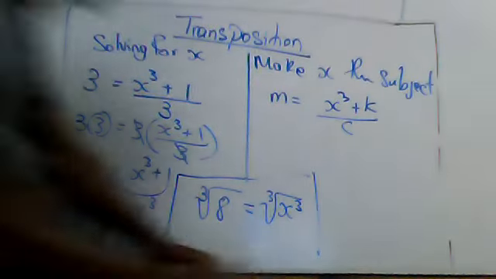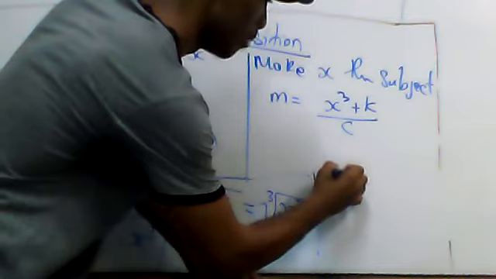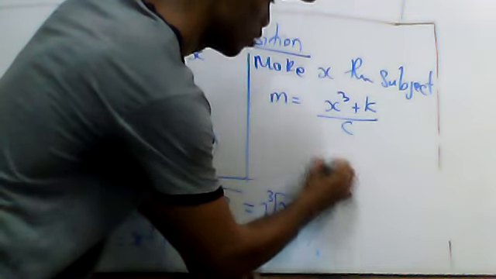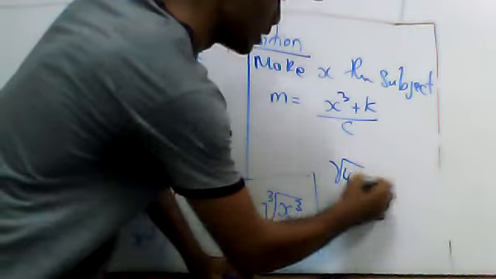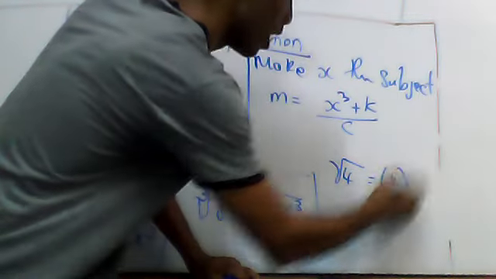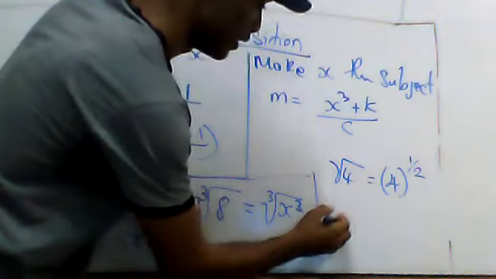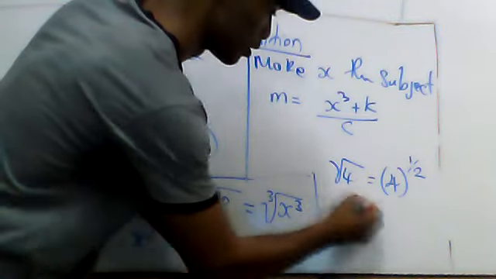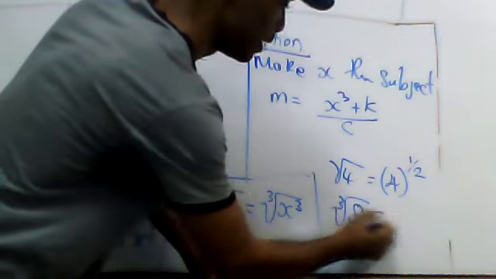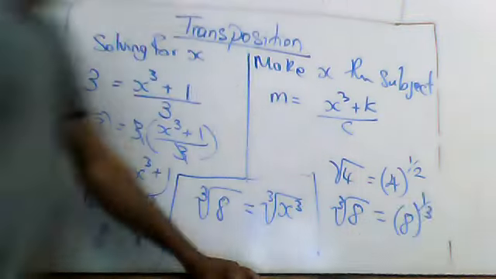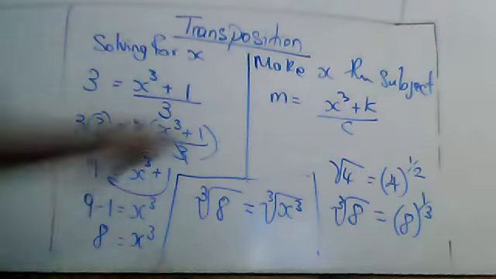And remember also, for example, if we have the square root of 4, it's the same thing as 4 to the power half. You need to remember these things. And if we have the cube root of 8, it's the same thing as 8 to the power of a third. You have to remember those things.